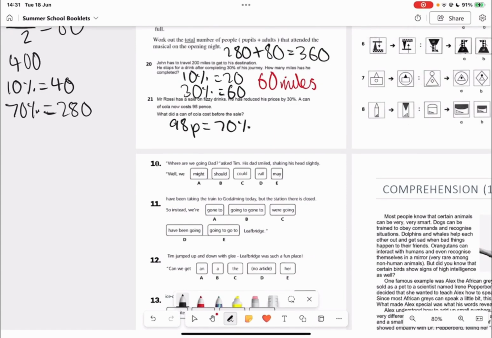So 10% will be equal to 98 divided by 7. 98 over 7 is equal to 14. So that's 14p is 10%. So 100% will be equal to 14p times 10.